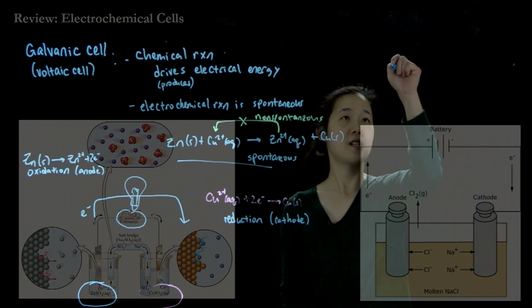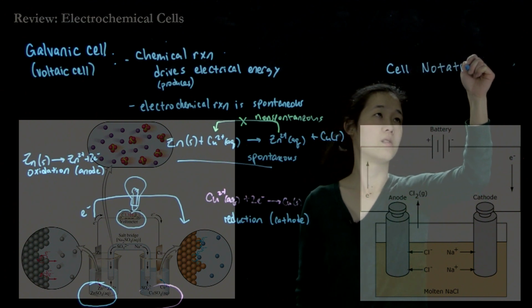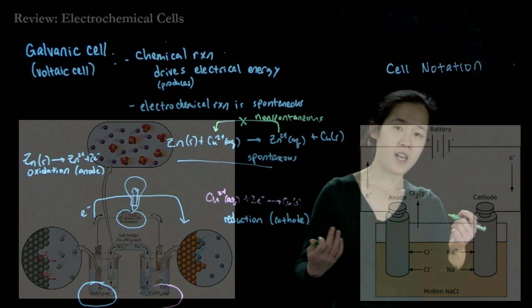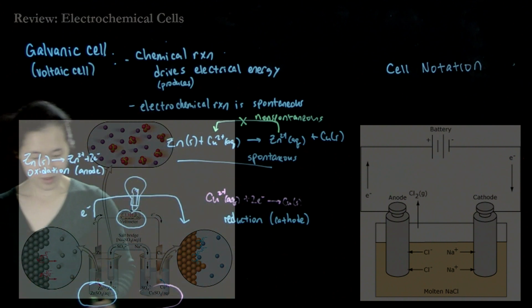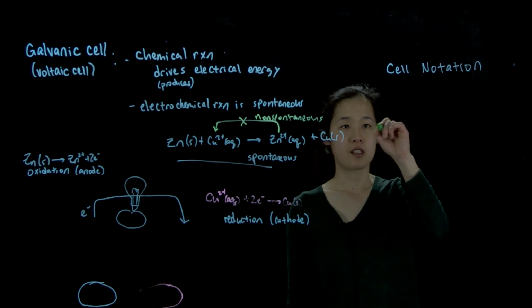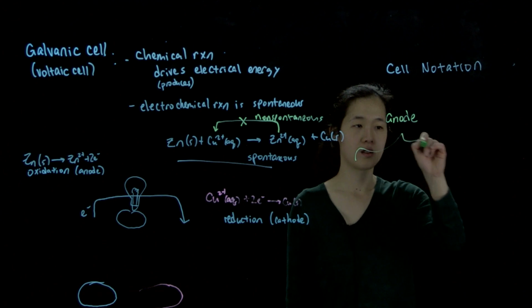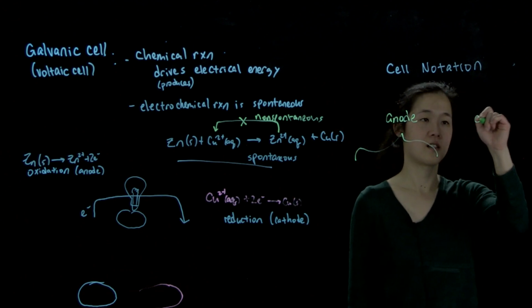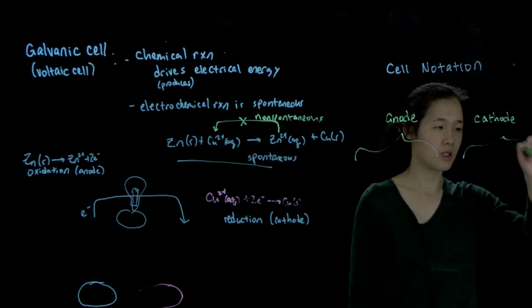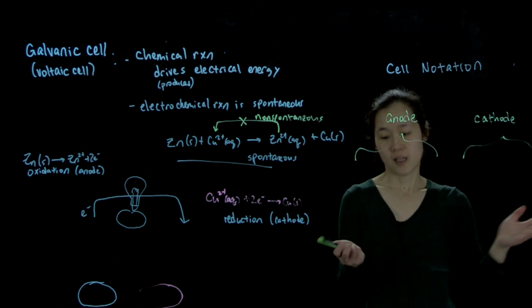And that's called the cell notation. So again, by convention, on the left side, we'll write the anode reaction. So this is the oxidation reaction. Now on the right side, we'll write the cathodic reaction. And then from there, we can write the balanced electrochemical cell.